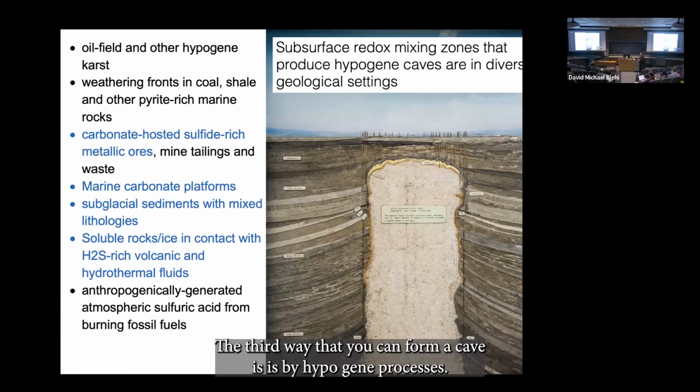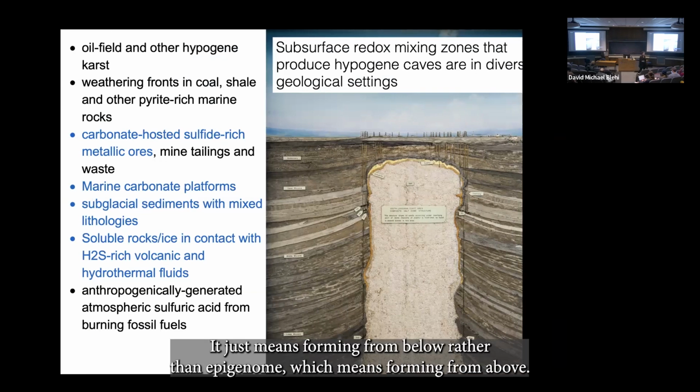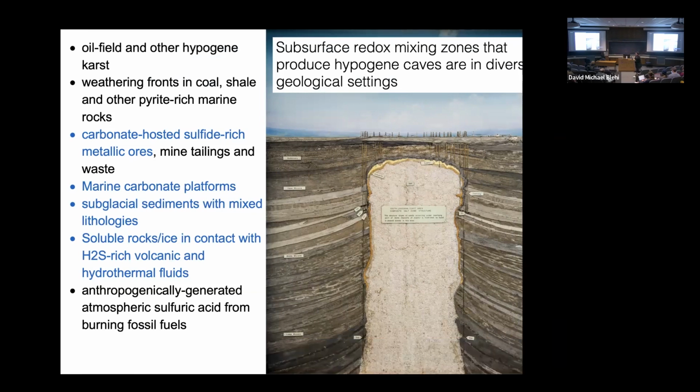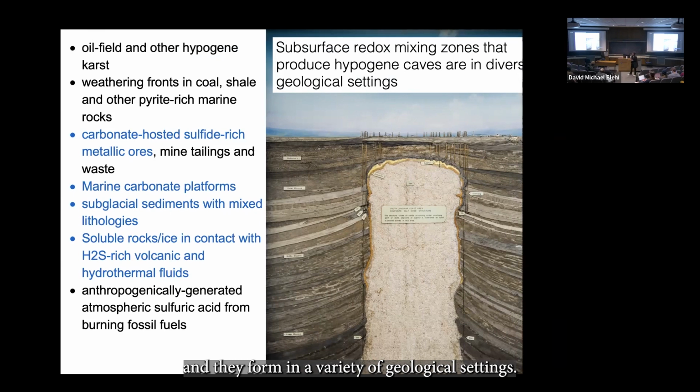Okay, the third way that you can form a cave is by hypogene processes, and I hate that word, it's really jargony. It just means forming from below rather than epigene, which means forming from above. So most caves are epigene. There's this other whole class of caves that are called hypogene, and they form in a variety of geological settings.